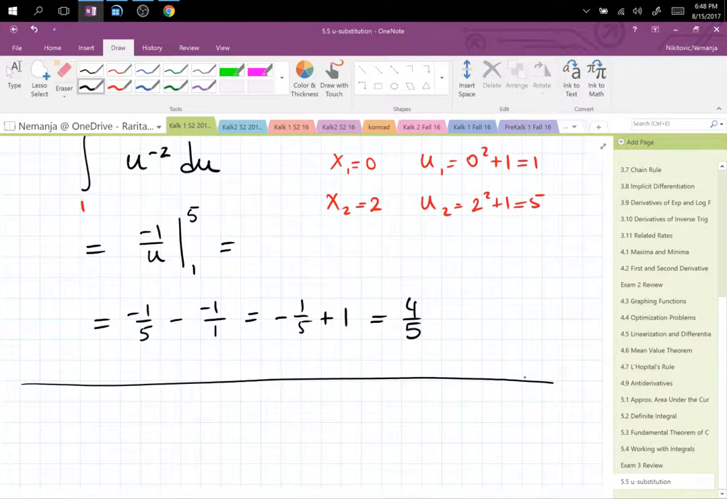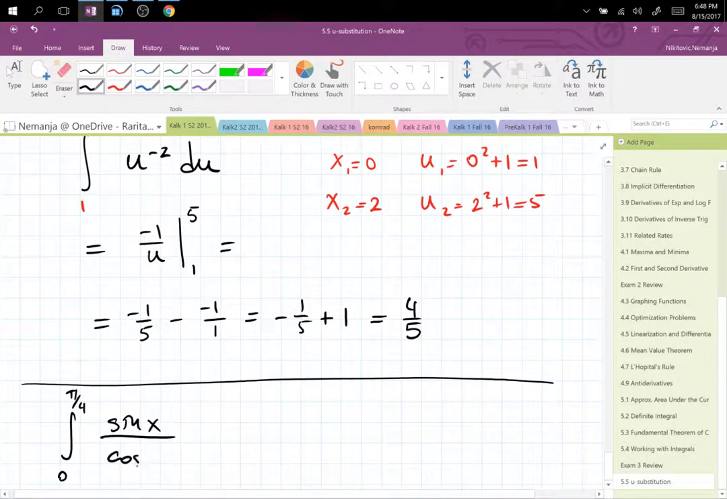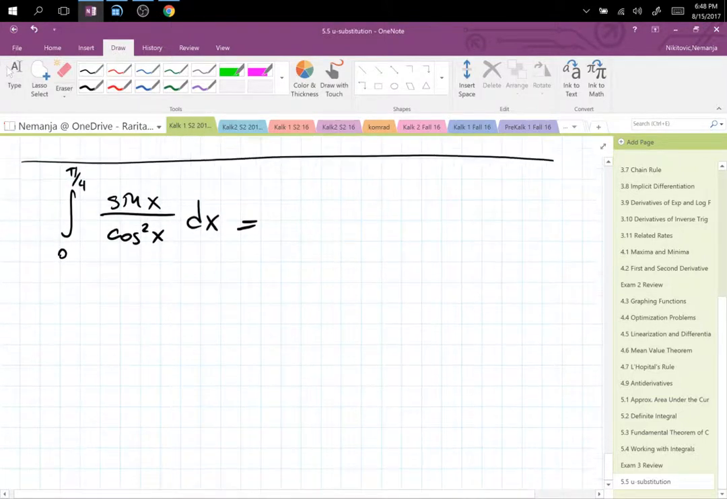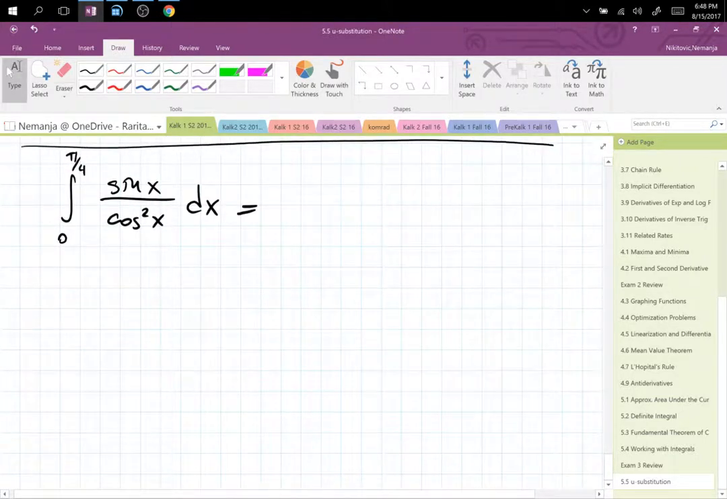Say you have the integral from 0 to pi over 4 of sine x over cosine squared x dx. All right, let's see what that gives us.